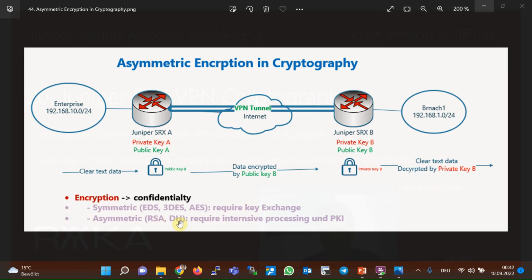RSA and Diffie-Hellman are the most common asymmetric encryption algorithms. Diffie-Hellman is used to negotiate and exchange secret keys, which will be used in symmetric encryption. RSA is mostly used to generate digital signatures, which are used in peer and data origin authentication. In a few minutes, we will talk more about these two concepts.